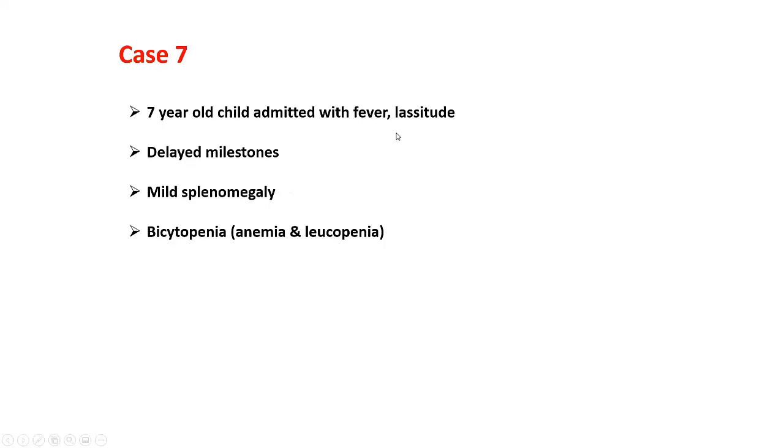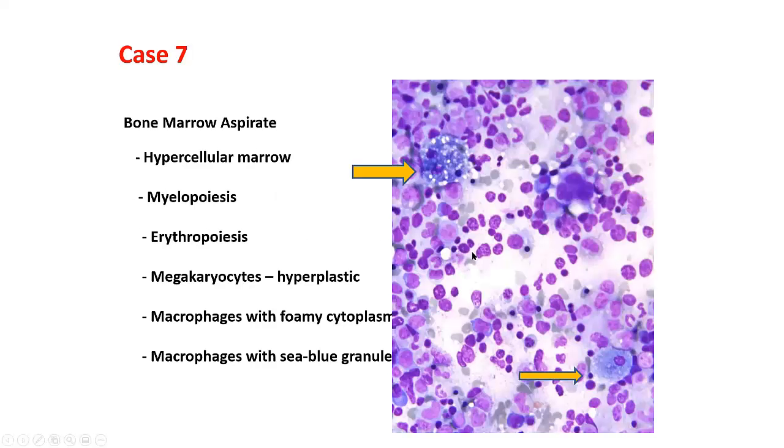7-year-old child admitted with fever, lassitude, delayed milestones. Now, this is a very important finding, and mild splenomegaly. And the patient had bicytopenia, that is anemia as well as leukopenia. And this is the smear I had given you.